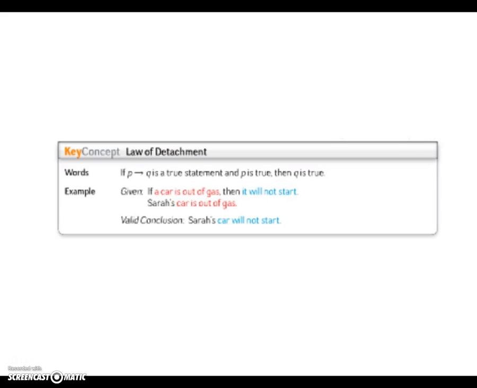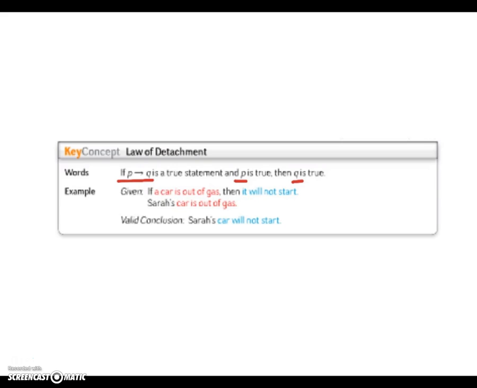The law of detachment says that if the statement "if P, then Q" is true, which is the way we wrote our if-then statement, and P is true, so the hypothesis is true, then the conclusion Q is going to be true. The example they give us is: if a car is out of gas, then it will not start.